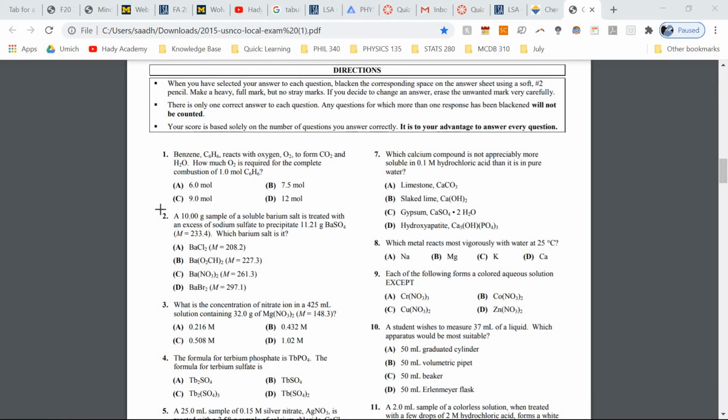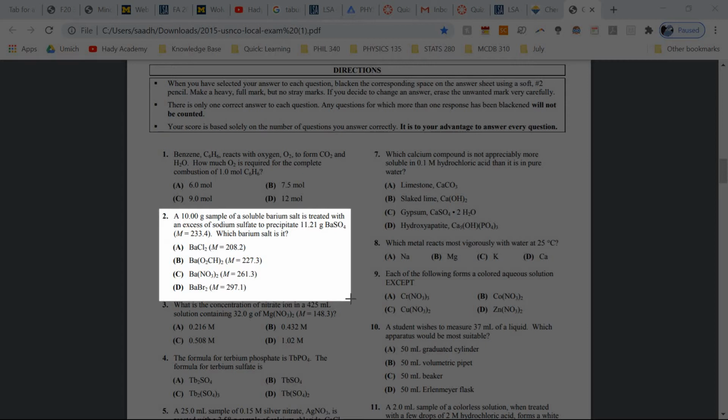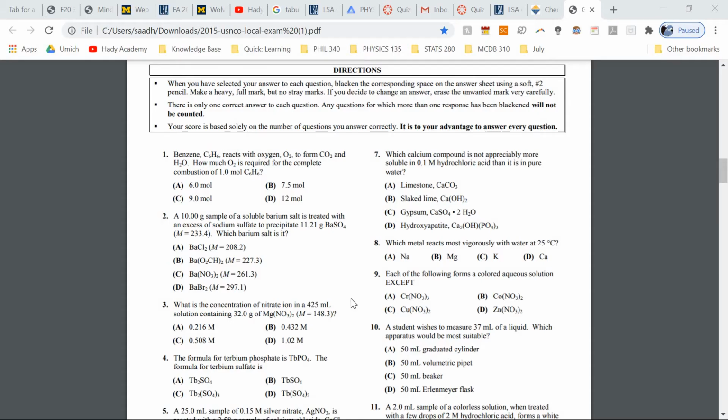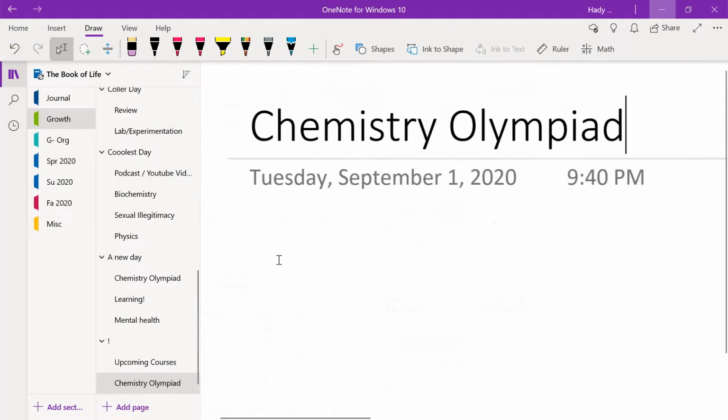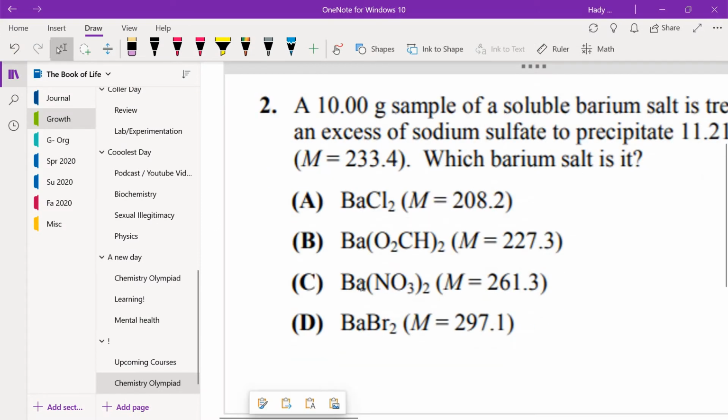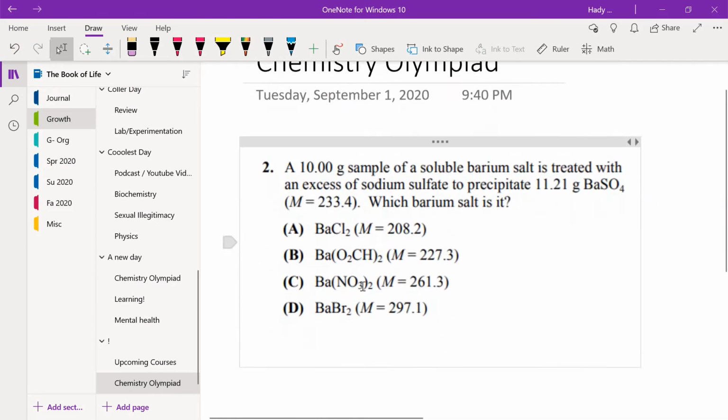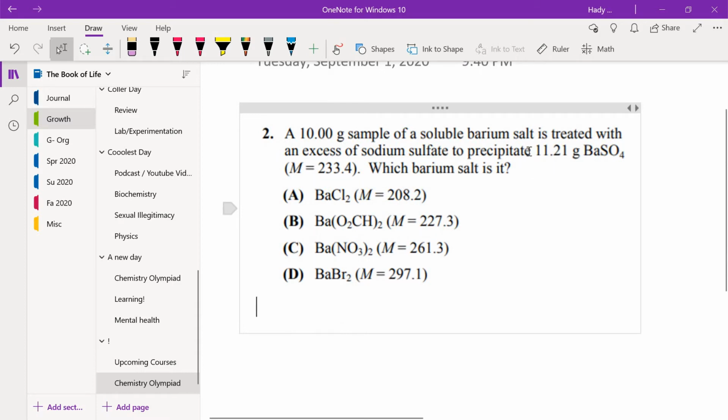So we're gonna do the second problem here now. And you can just read it as I'm just gonna paste it in here. So you can pause and read it. You see the word salt.